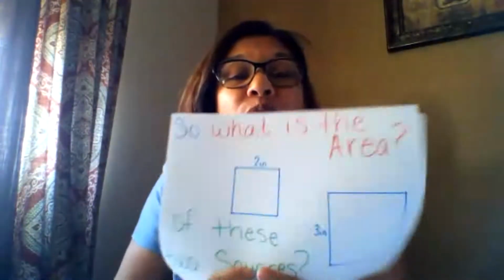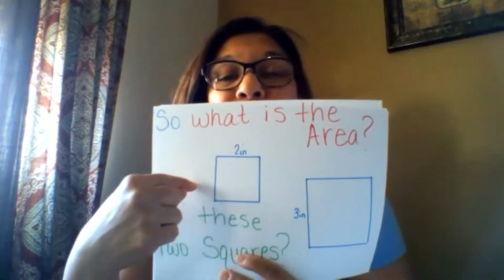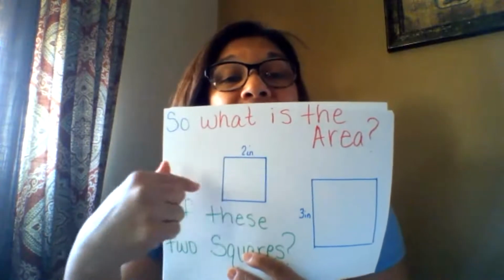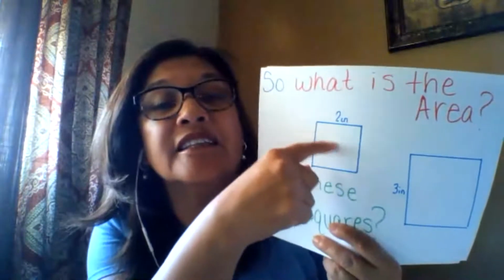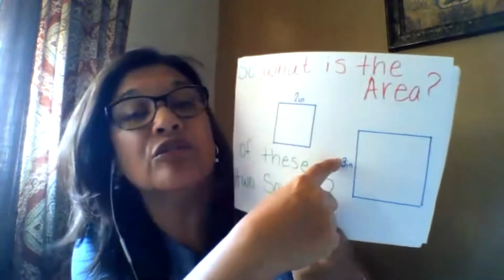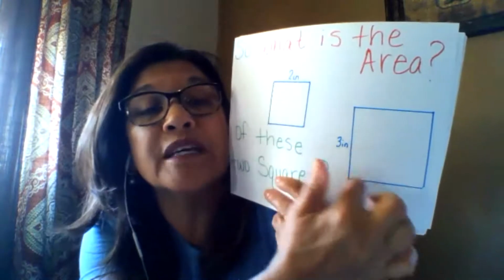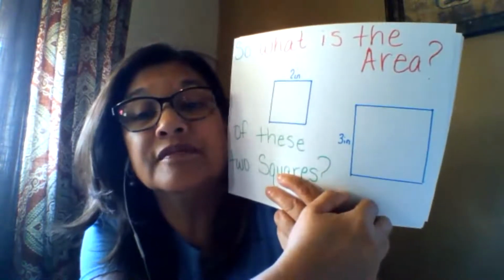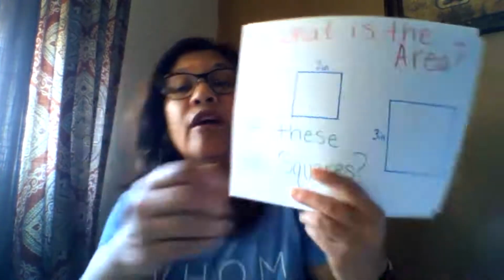Okay, because it's a square, you would multiply by 4. So what is 2 times 4? 8. So this square would be 8 inches inside the area. Remember, the area is inside. If this is another square and you only have one side, you would say 3 times 4, because they're all the same, right? What would 3 times 4 be? 12. Good job.